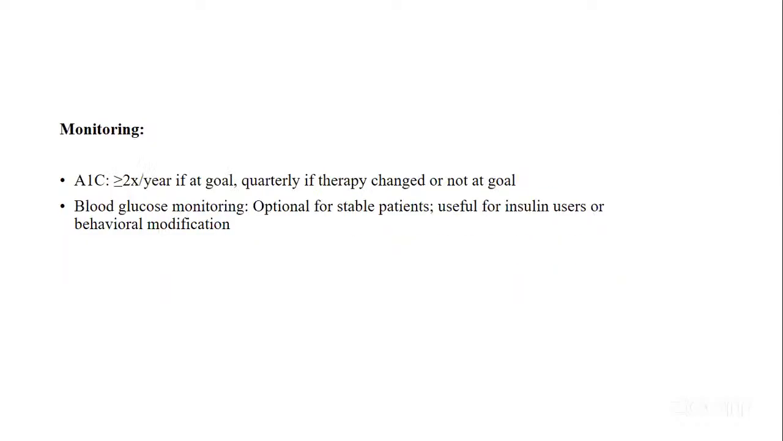For monitoring, we have to monitor hemoglobin A1C twice a year if at goal, but for patients who are not at goal, or if they change the therapy, we can monitor quarterly in a year. And the other is blood glucose monitoring is optional for stable patients, but patients who are insulin users or who want behavioral modification can monitor frequently.